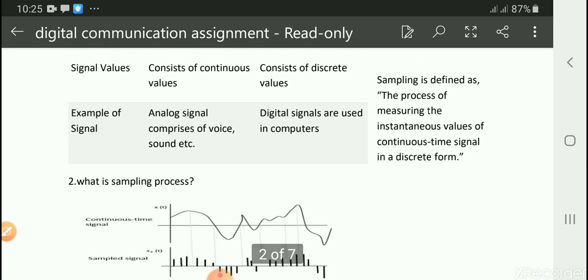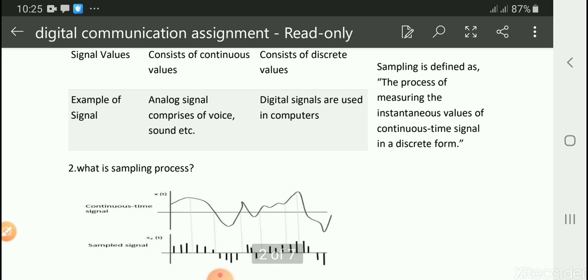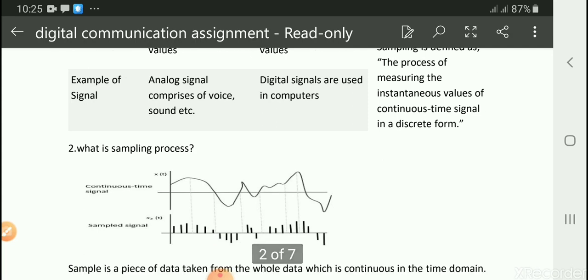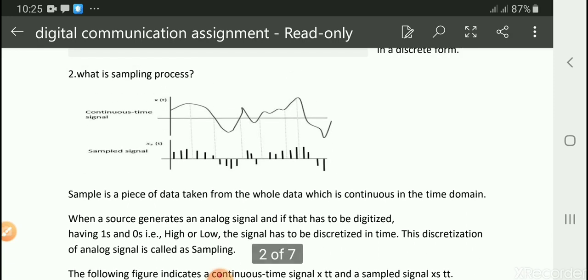Second question: what is the sampling process? Sampling is defined as the process of measuring instantaneous values of a continuous time signal in a discrete form. The figure shows the sampling process: the continuous time signal, and the sampled signal.